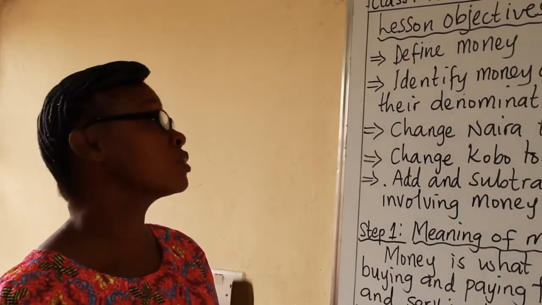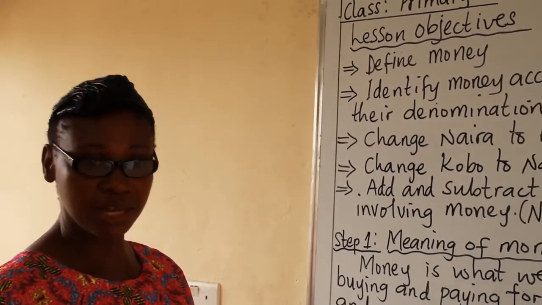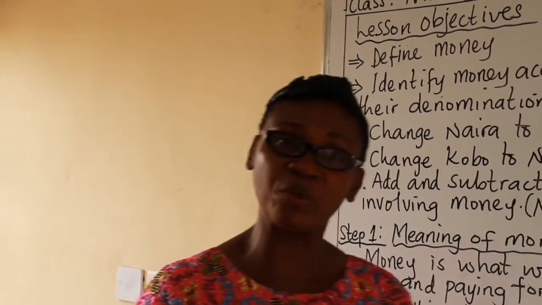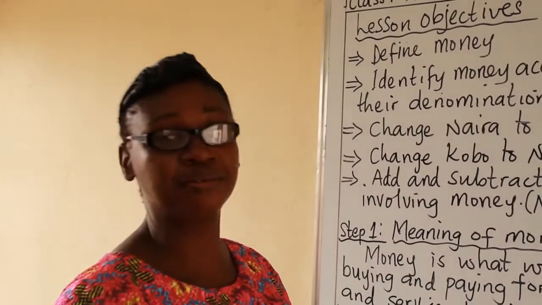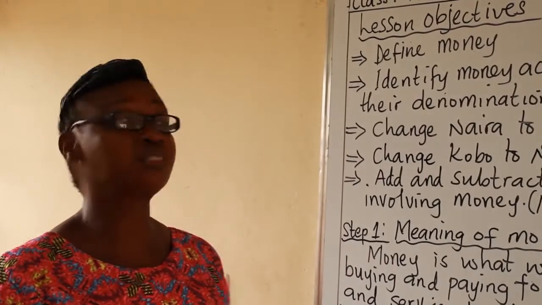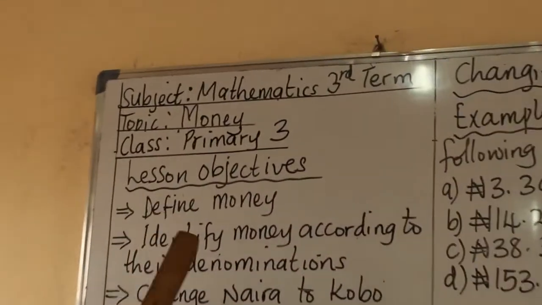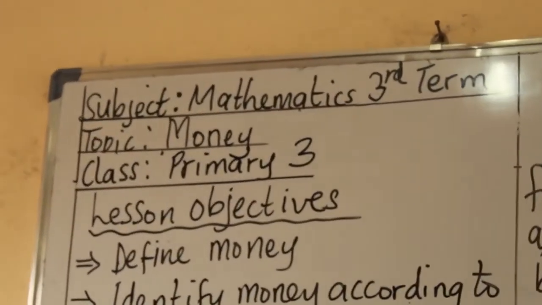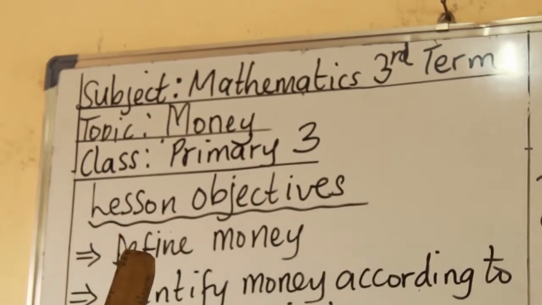You're welcome. Today's topic is on money. Please, children, get your paper or your exercise book and your pen. Get seated, and then we continue. We want to talk about money. This is our second week's topic, money, and it is for primary 3.